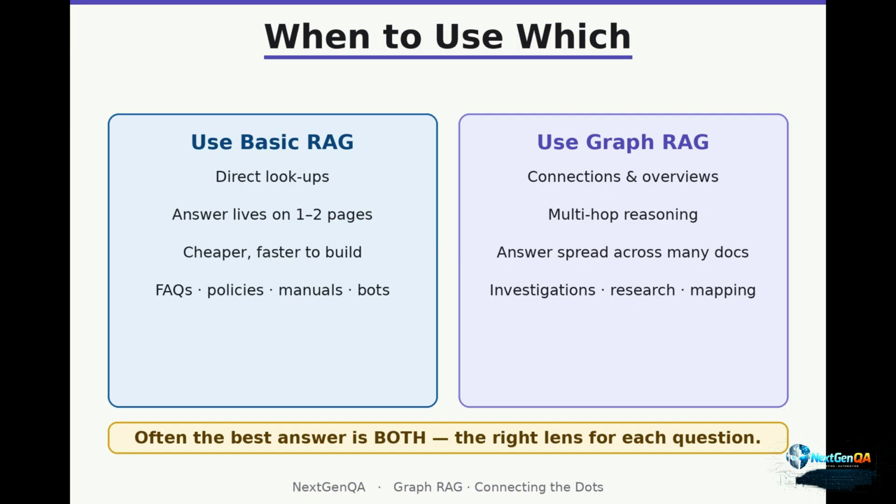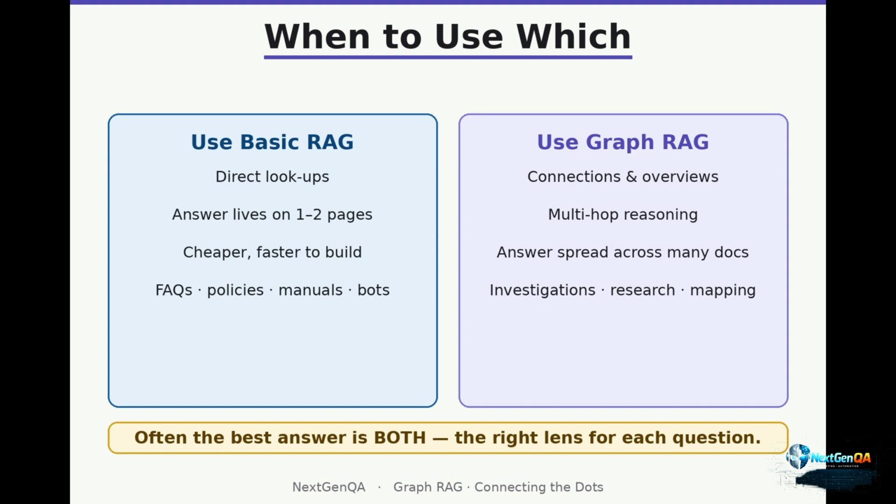Reach for GraphRAG when your questions need connections or overviews. When the answer is spread across many documents, when you need multi-hop reasoning, when you must understand how people, products, or events relate, or when you want big picture summaries of a whole collection, think investigations, research across many reports, compliance across scattered rules, or mapping a complex organization.